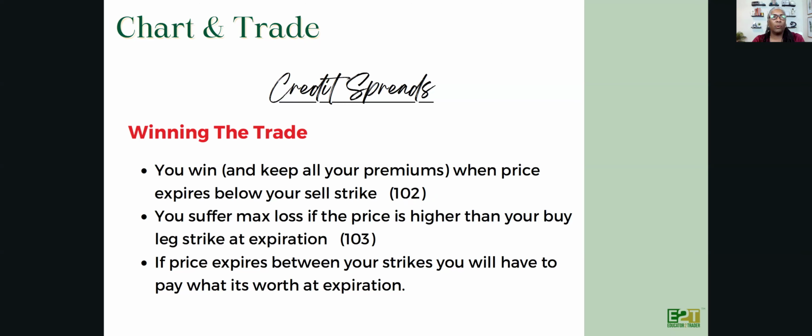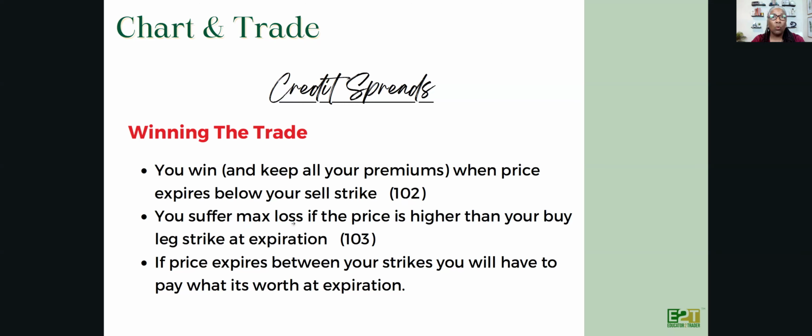If the price expires below that sell strike, which in this example was 102, then you get to keep all of the money that you took in premiums. You would suffer what's called max loss if the price is higher than your buy leg or your buy contract. That's at 103. Remember, we had 102 and 103. If the price expires above 103, then you would suffer max loss.